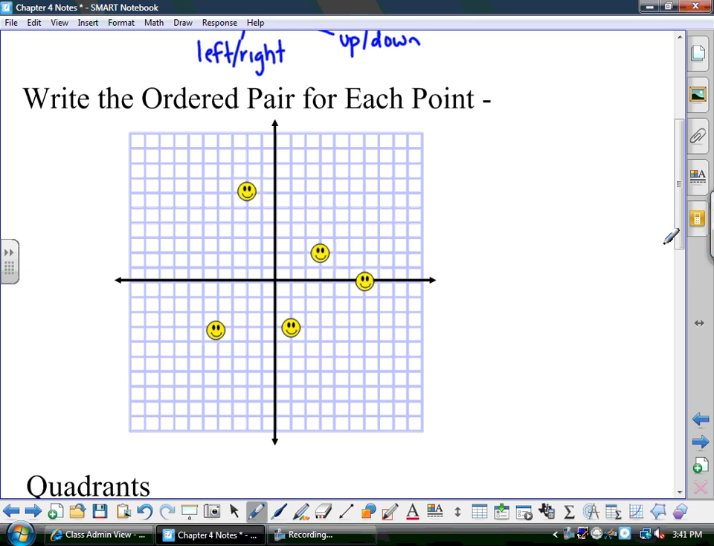At this point, you should have the picture already drawn, and now we need to make an ordered pair for each one. Let's start with this one right here. When we make an ordered pair, we do an x and then a y, and the x is how far left and right we go. In this case, we went 1, 2, 3, 4, 5, 6 units to the right. So it's going to be 6 for the x value, and it doesn't go up or down any, so 6, 0.